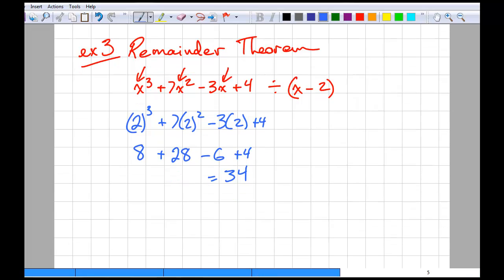Where this is useful, we'll see shortly in the next section, but where this is useful is when we get a remainder of 0. If I can check a solution, when I substitute the value here, the 2, into this polynomial, if I get a remainder of 0, then I know that this divisor is a factor of the polynomial. And that becomes very useful, and we'll see that in the next section.